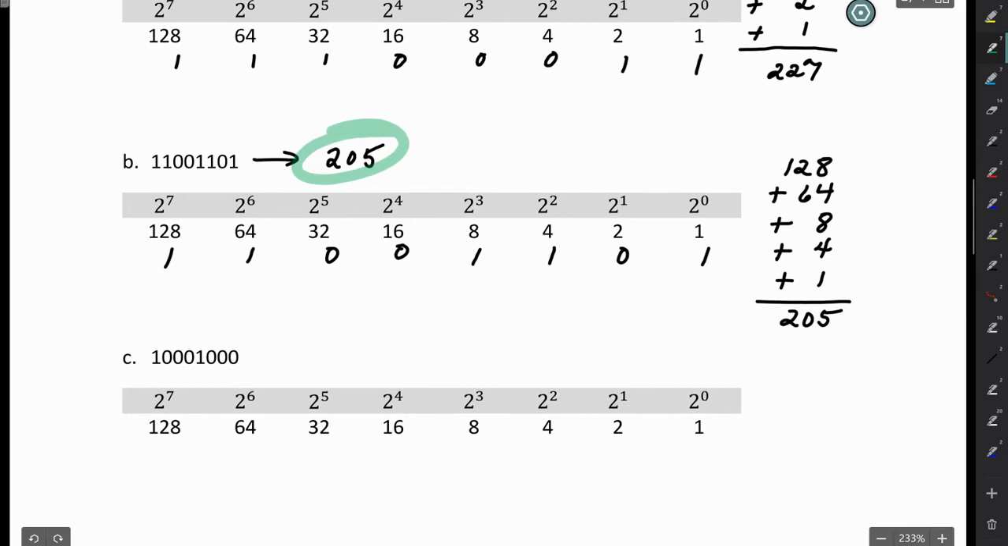All right, letter C. Line up our binary code. So that means 128 is turned on, number 8 is turned on, and that's all that's on for that particular one. That gives us 136.